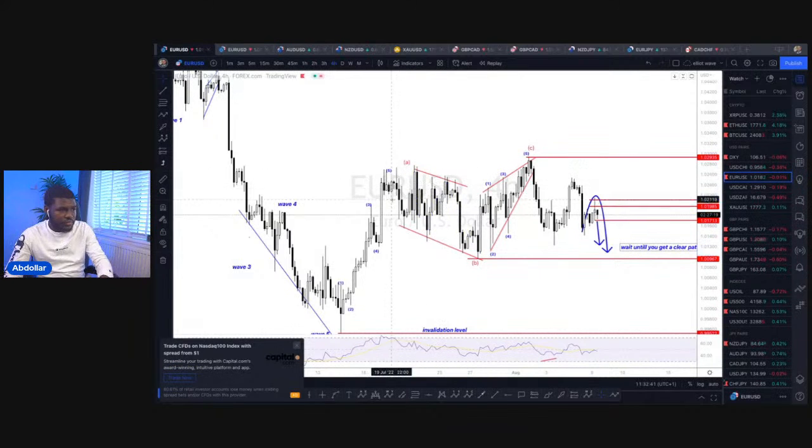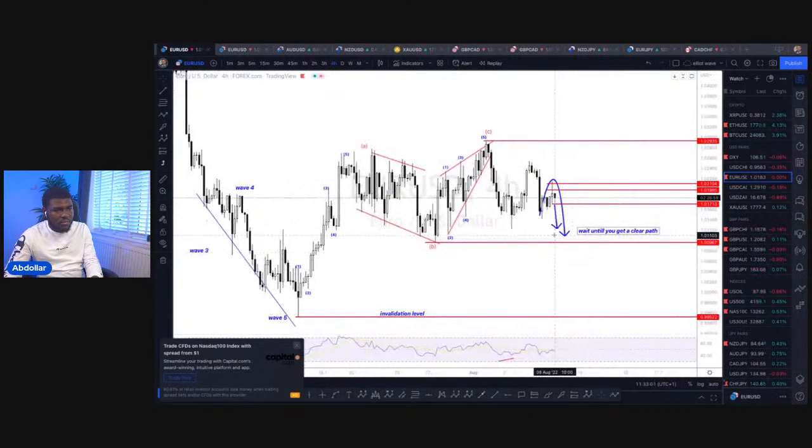I do not agree with the fact that this is an ABC. This should be an impulse 1, 2, 3, 4, and 5. So if that is the case, then the whole of this should be wave 1, and this should be wave 2. Then I'm expecting more fall to the downside here. So far, this former high has not been broken. This high right here is not broken.